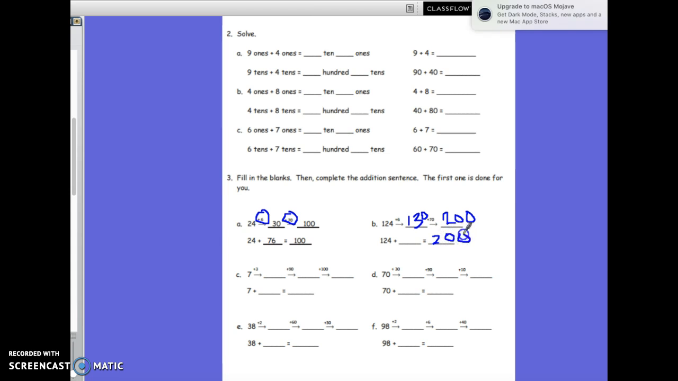Where it gets a little confusing is this part. This number doesn't go here. What is going to go here are the two numbers that are above the arrows, and you have to add those together. So what is 6 plus 70? That's right, it's 76. And then we have 124 plus 76 equals 200.